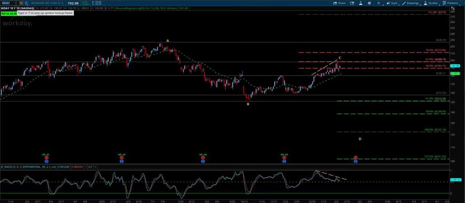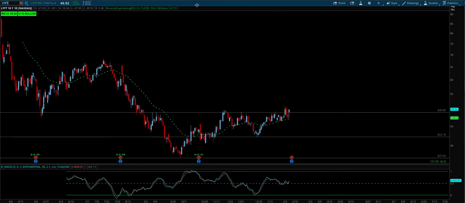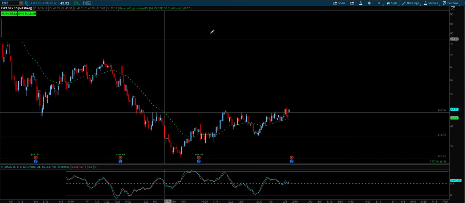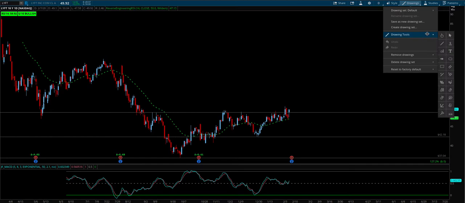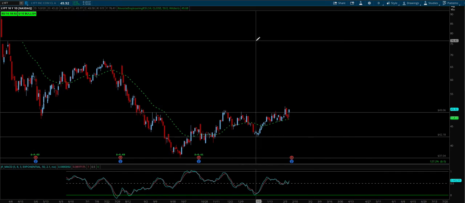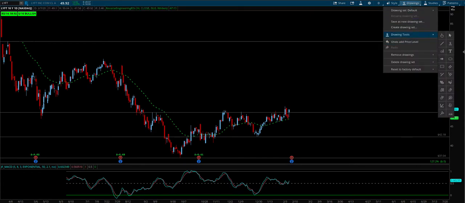So back to lift. And you'll see, I'll show you how this one worked. We just put some price levels in place. All right, so now you get your fib tool out.